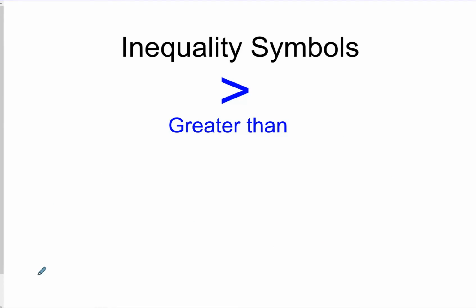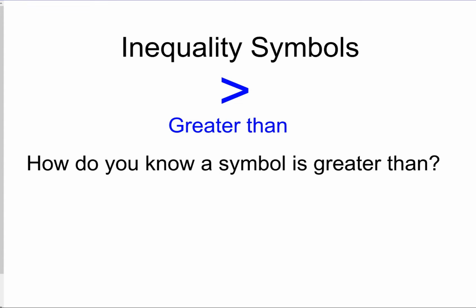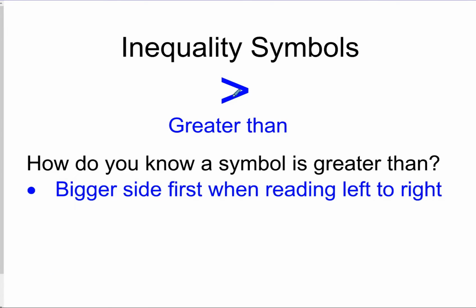The next symbol we're going to talk about is the greater than symbol. How do I know a symbol is greater than? Well, just like with less than, if I'm reading left to right, but I see the bigger side come first, then I know that my symbol is a greater than. Also, just keep in mind that it doesn't look like a bent L because it would be backwards.